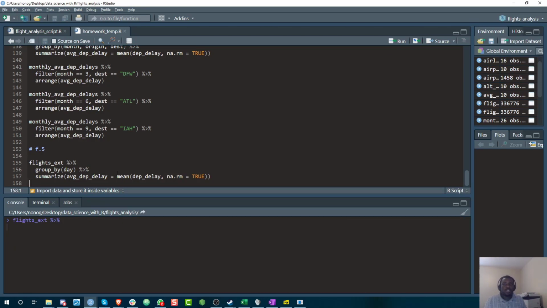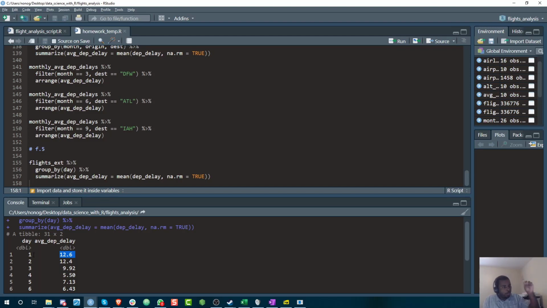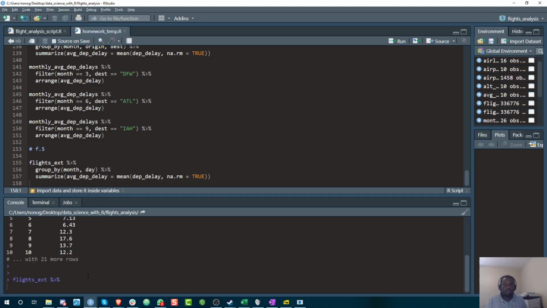So the result of this code that you see here, this right here, this is the meaning. It is the average departure delay of all first day of the month throughout 2013. And this is the average delay for all seconds of the month throughout 2013. And so on and so forth, overall. But that's not really what you want, because you want each day in each month, you also need to group by month.